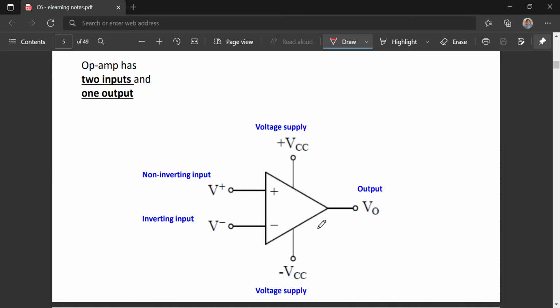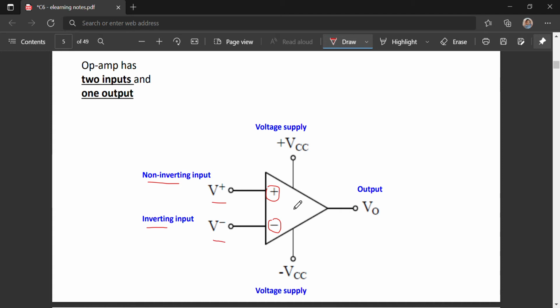Here is an op-amp. It has two inputs and also one output. The inputs are labeled as positive or negative, or plus and minus. If the connection is connected to the plus or positive part, this is called the non-inverting input. While if the input is connected to the negative part of the op-amp, this is called the inverting input. We label them as V plus and V minus.